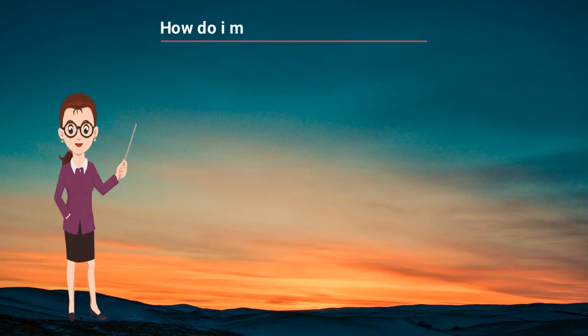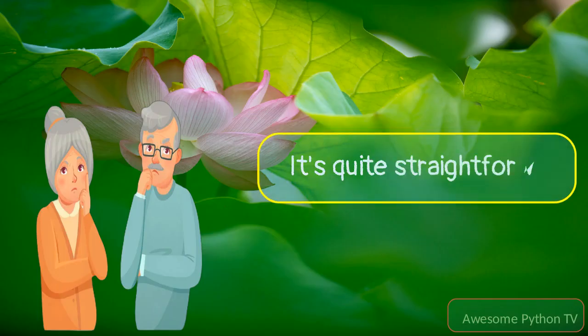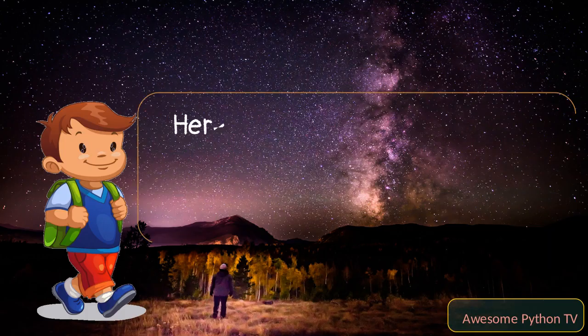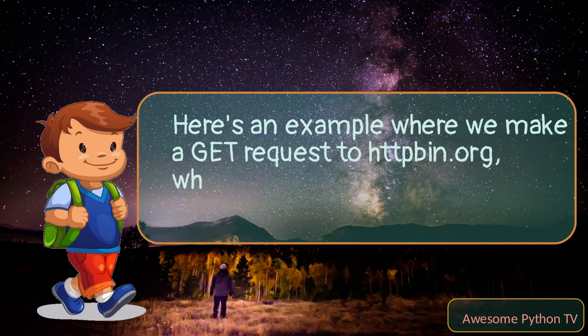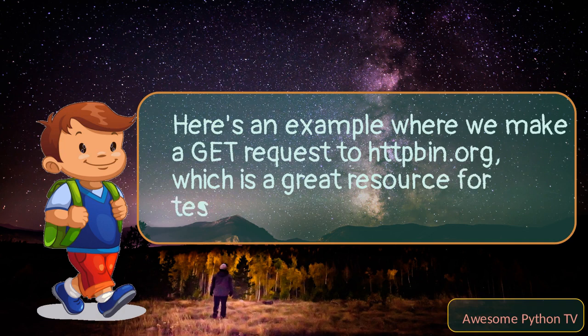Great, it's installed now. How do I make a simple GET request to retrieve information? It's quite straightforward. Here's an example where we make a GET request to httpbin.org, which is a great resource for testing HTTP requests.